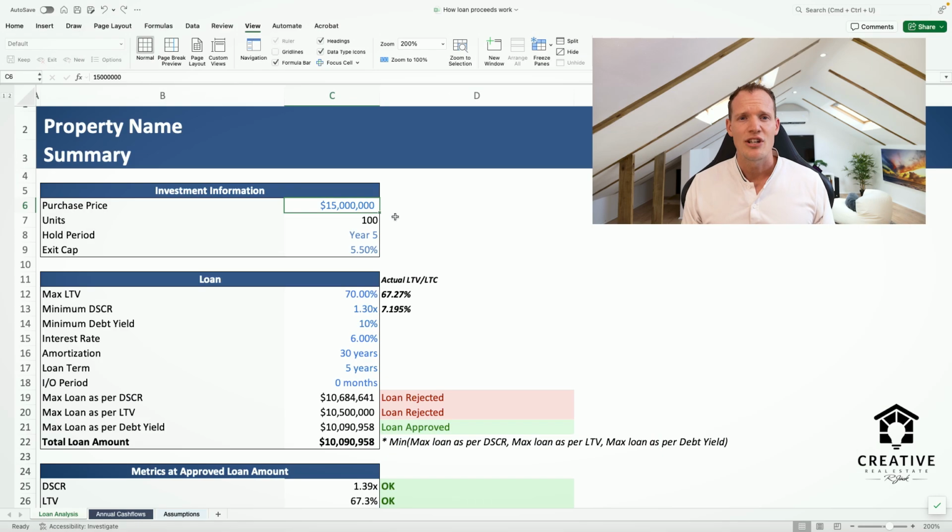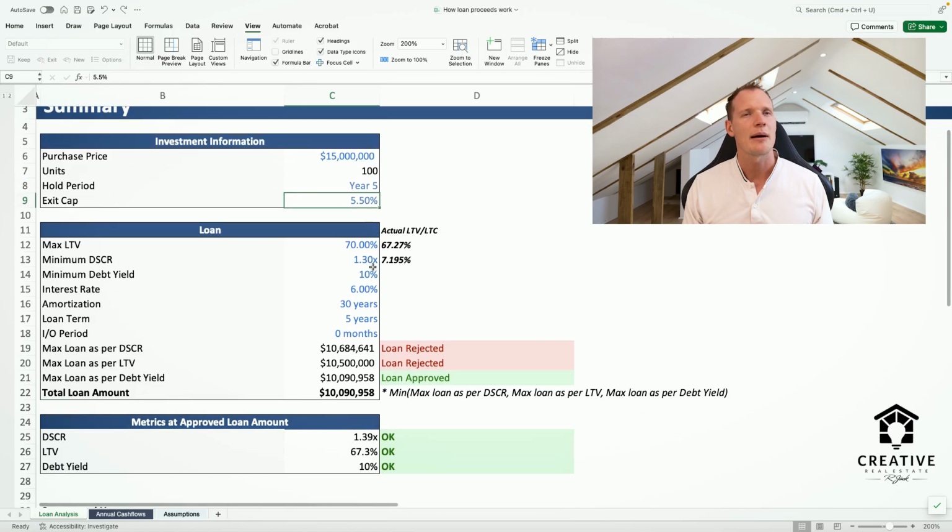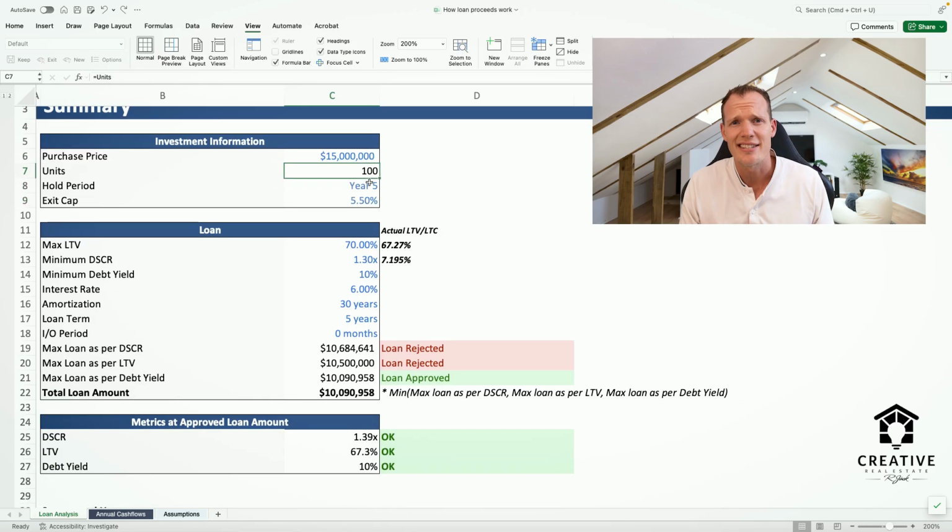All right, here we have a deal of $15 million. It's a 5-year hold, 5.5% cap rate, and there's 100 units theoretically that we're considering. The maximum loan to value, as we said, should be 70%. The debt service coverage ratio 1.3 times. The minimum debt yield 10%. The loan is going to be a 6% interest rate, amortized over 30 years with a 5-year term, and we're going to do 0 years interest only, or months.